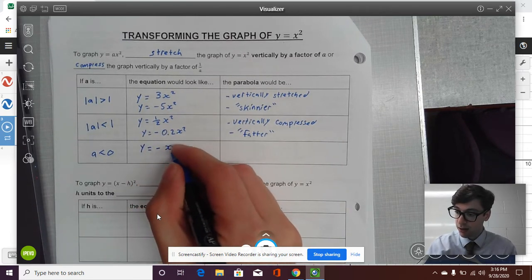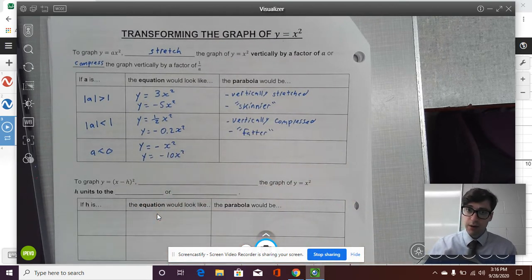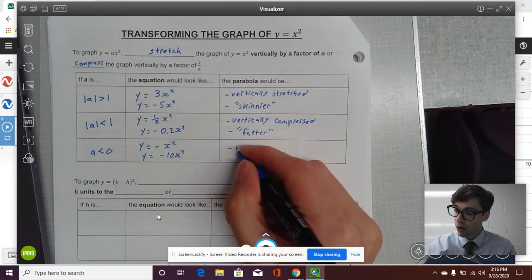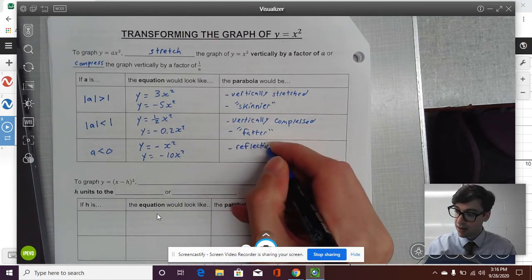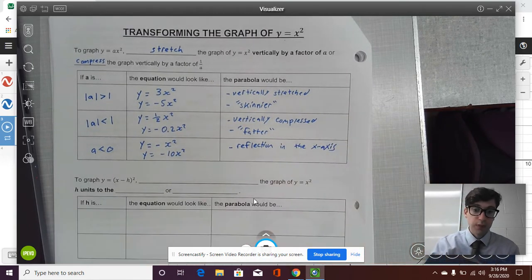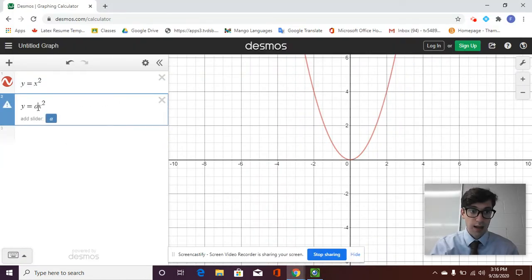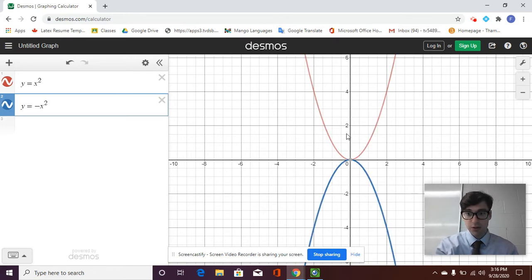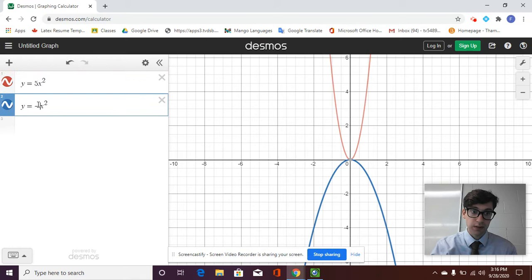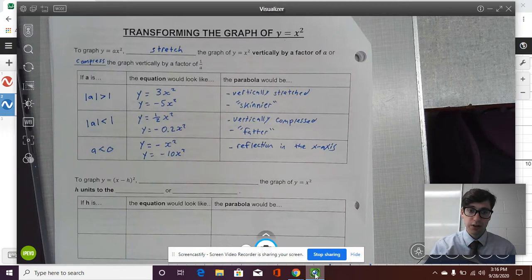If a is -1 or -10, that means the parabola opens down. But if we're comparing it to the base or parent parabola, what we call that is a reflection in the x-axis. I'll show you what I mean on Desmos. If I take this base parabola, y equals x squared, and I make that a value negative, you can now think of that mirror line as the x-axis, and it's being reflected. If we were looking at y equals 5x squared, then y equals -5x squared, again, is that reflection in the x-axis.